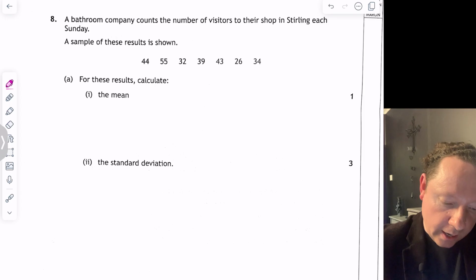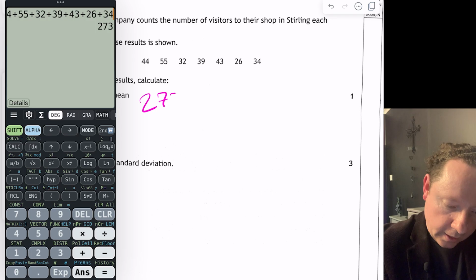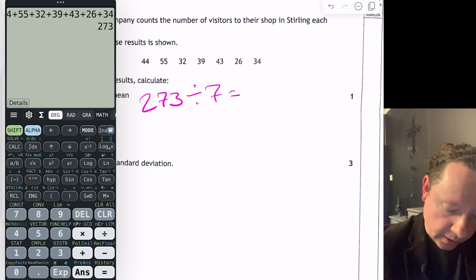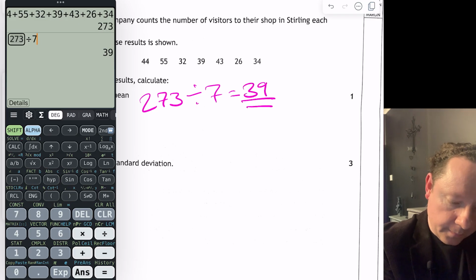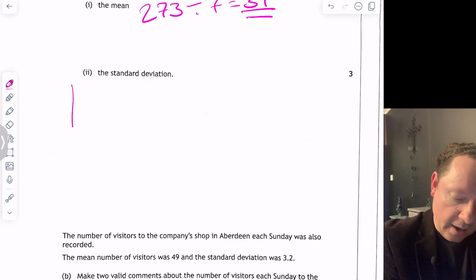So the mean, we add all these numbers up, which I'm not going to write out. I'm literally just going to add them in the calculator. So that's 273. And I've got 1, 2, 3, 4, 5, 6, 7 numbers. So I'm dividing that by 7, which is 39. So there's my mean.